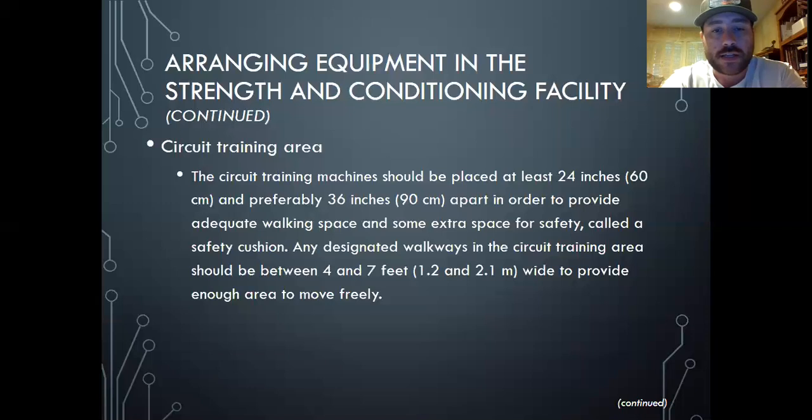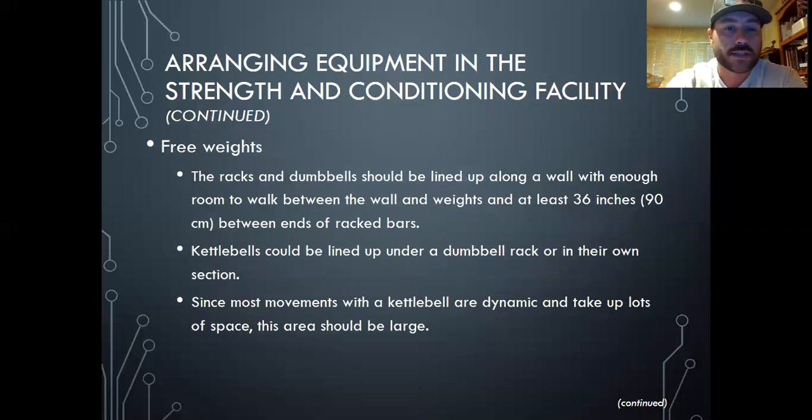Okay. Circuit training areas should be placed at least 24 inches, and preferably 36 inches, apart in order to provide adequate walking space and some extra space for safety. Any designated walk areas in this area should be between 4 and 7 feet wide. That's to move freely between equipment. And if you have multiple people moving around, it allows them to move through quickly and without bumping into each other.